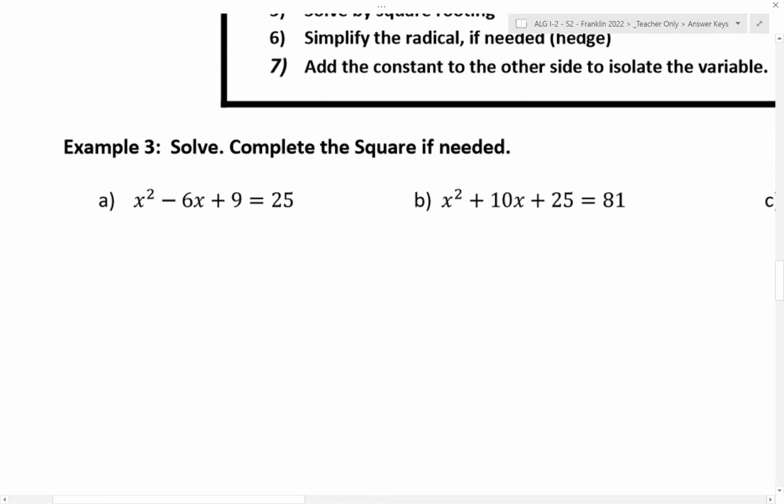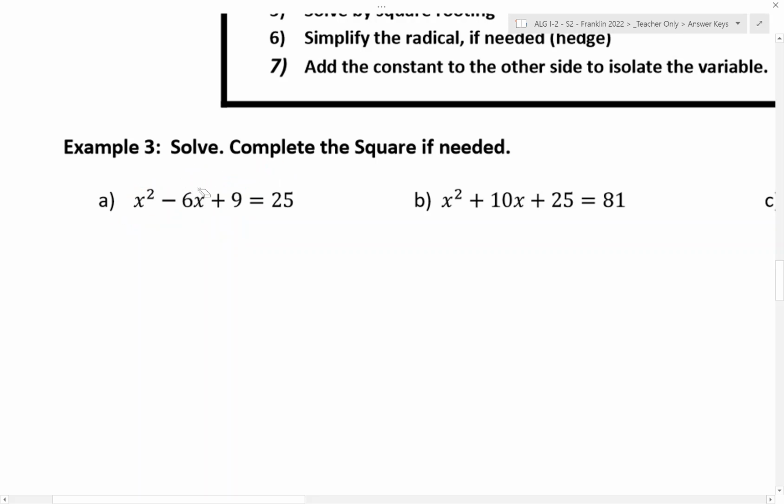So let's look at this first one. We got x squared minus 6x plus 9 equals 25. Here is our trinomial, and we should test to see if it is a perfect square trinomial before we start doing things. So take the middle term, divide by 2, and square it. So 6 divided by 2 is 3. 3 squared is 9. So that works out. This is a perfect square trinomial.